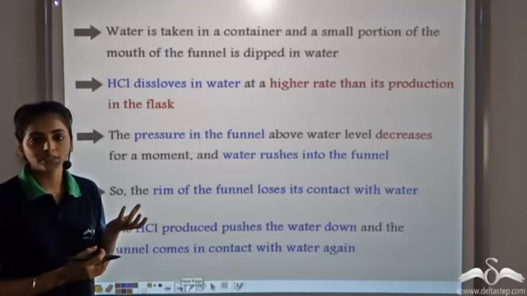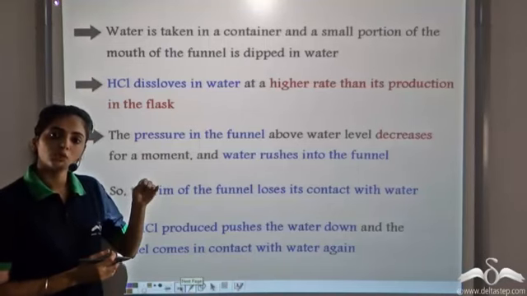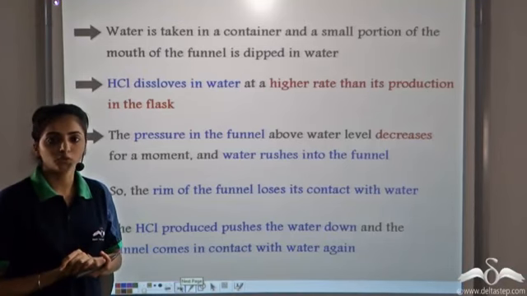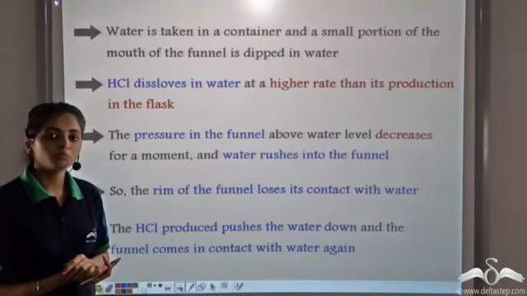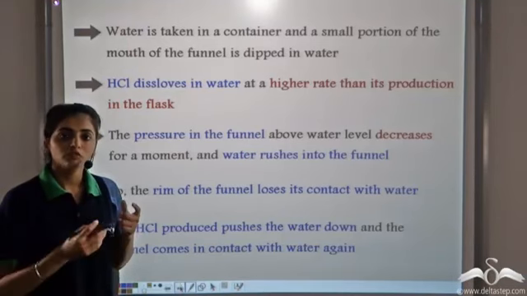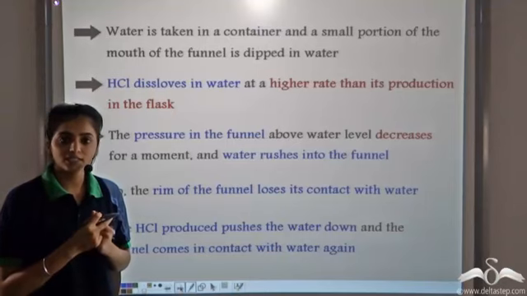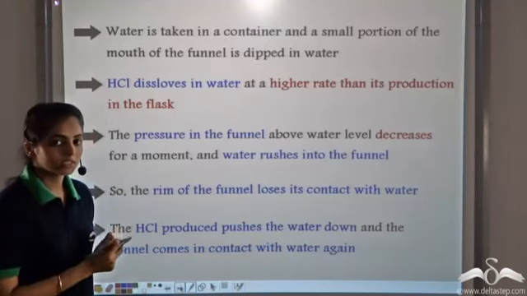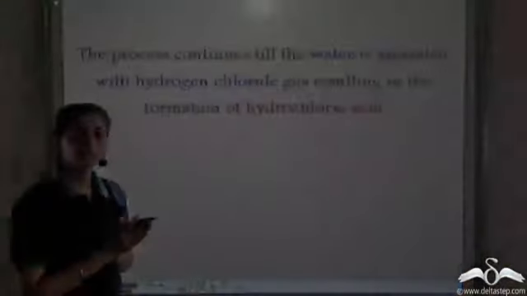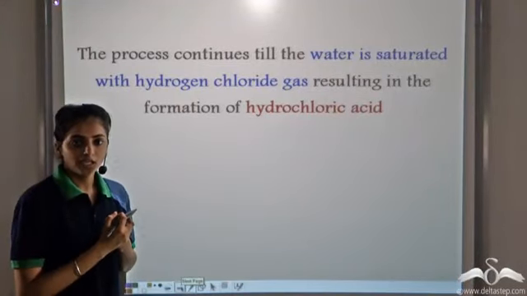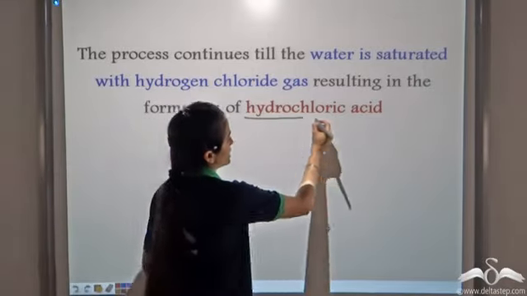Now, as more gas is produced, it pushes the water back in the trough, and so the funnel regains its contact with water. So this is how, by using a funnel arrangement which provides a larger surface area, the back suction of the gas is prevented. And this process continues till the entire water is saturated with HCl gas, and hence we get hydrochloric acid.